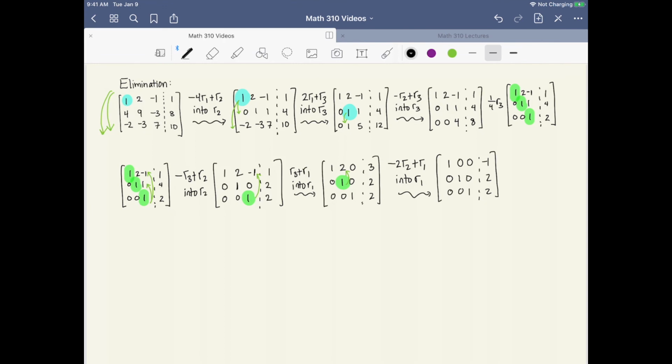So from here it's super easy to read off the solution. You have to do almost no work. You get here the equations that just read off the solution. So in particular you get x is equal to minus 1, y is equal to 2, and z is equal to 2. And that is the solution.